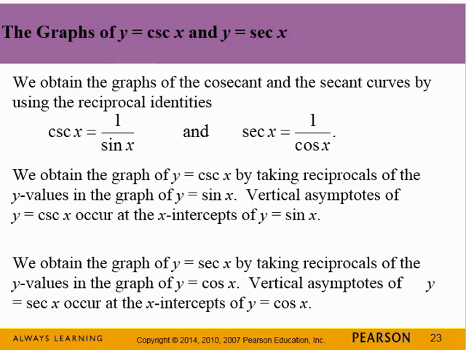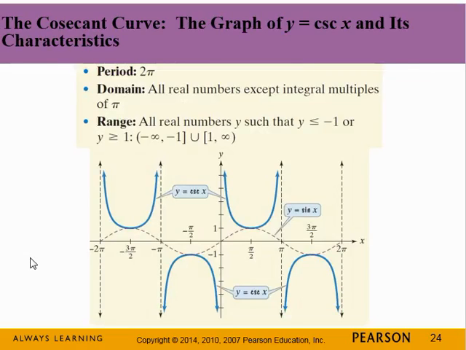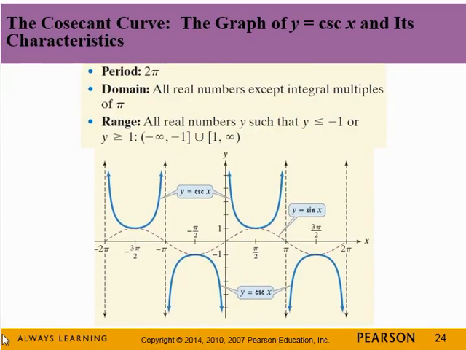So let's look at a picture. This is your cosecant curve, or the graph of your cosecant. Your period is 2 pi, and your domain is all real numbers except your integral multiples of pi. Remember, your sine graph's intercepts are always at multiples of pi, so that's why those are your asymptotes.